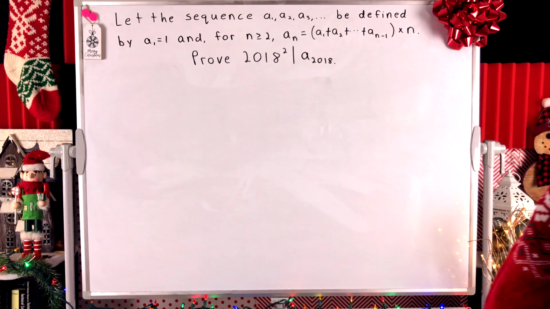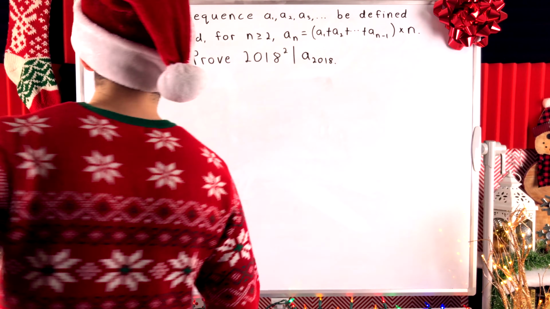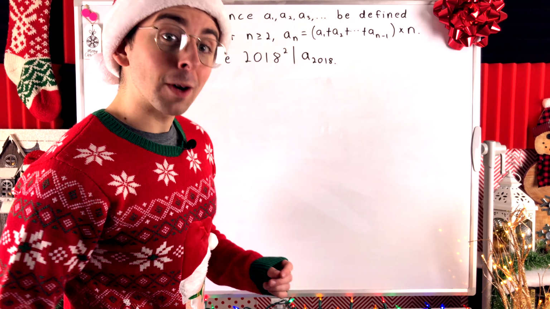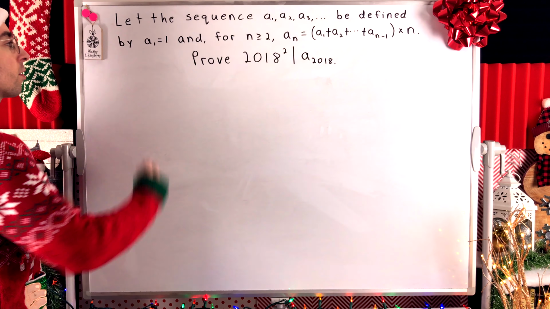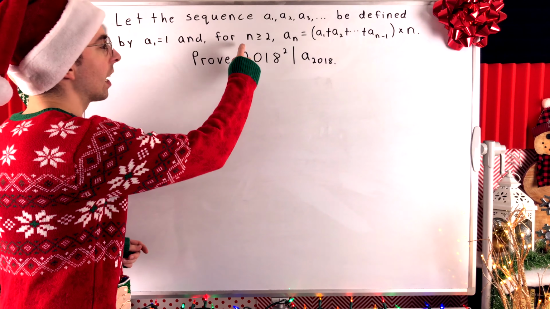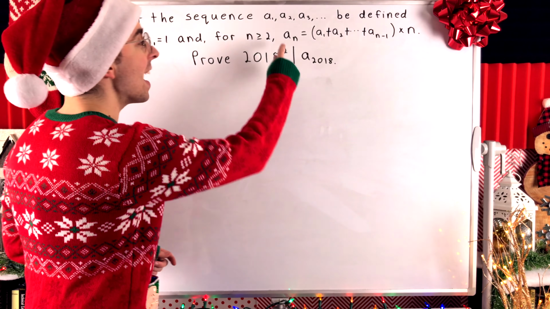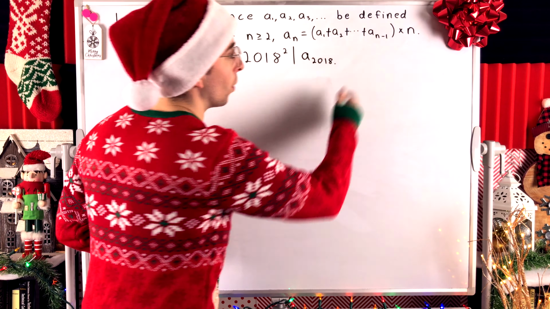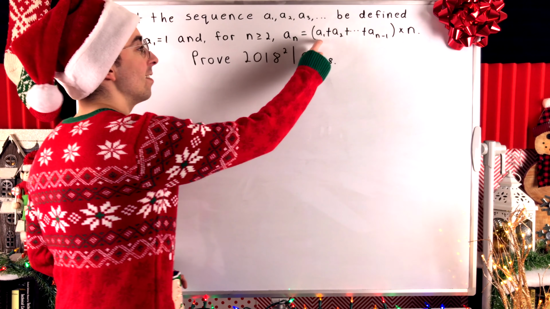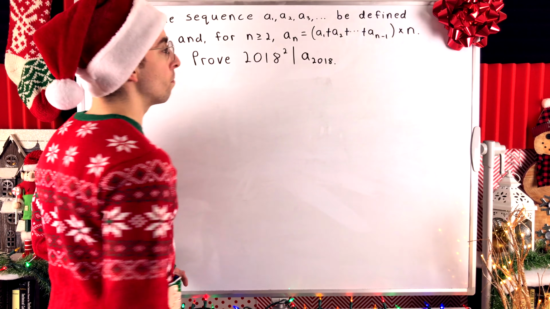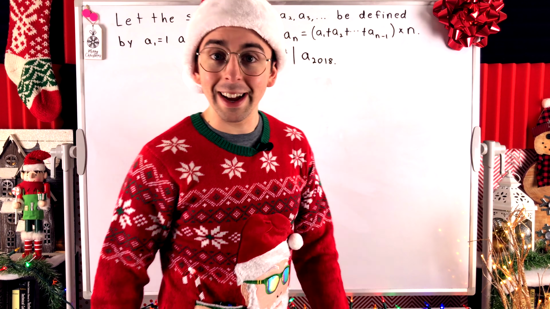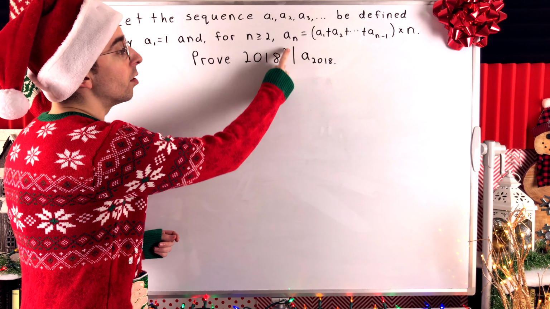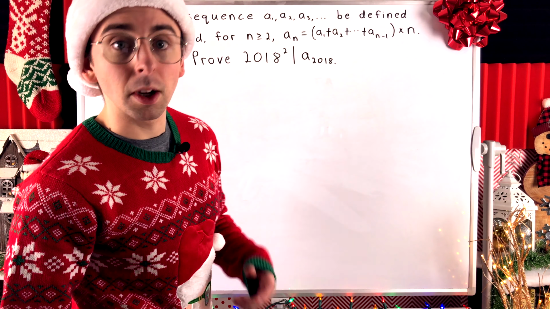Let's do it. Alright, so what have we got going on today? Well, we've got an infinite sequence whose terms we will call A1, A2, and so on. It's a recursive sequence defined like this. The first term, A1, is equal to 1, and for n greater than or equal to 2, an is the sum of the previous terms multiplied by the position of the nth term in the sequence, which of course is n. So an is equal to a1 plus a2 all the way up to plus an minus 1, all multiplied by n. We want to prove that 2018 squared divides the 2018th term of the sequence.